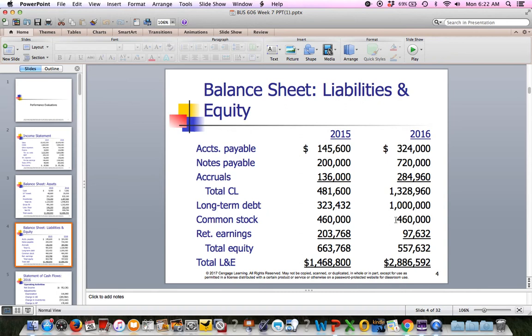Common stock stayed the same, which tells me they did not issue any new stock for the year, and retained earnings goes down because we had a net loss. So if you can recall, if you had an accounting class, one thing you might remember is the fact that retained earnings goes up for net income, it goes down for net losses, and it goes down for dividends paid. Okay, so we can see, and of course it has to balance. We have the same numbers here as we did on the previous page of the balance sheet.